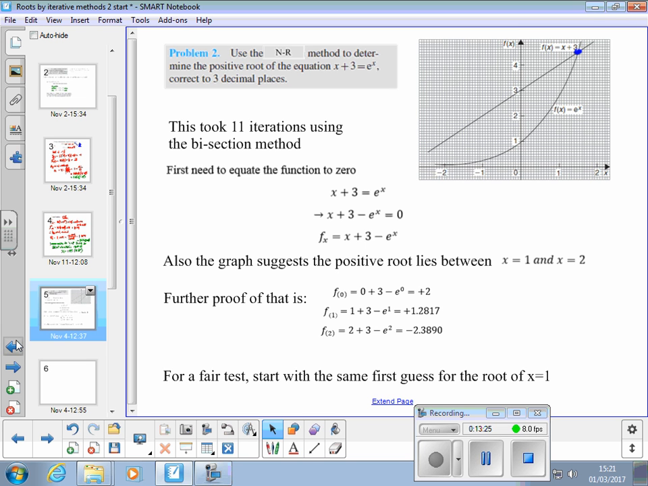You should be able to differentiate that function x plus 3 minus e to the x, and see how different it was than the number of iterations you took this morning. And while you're having a go, I'll do a little spreadsheet answer to that one and show you how that would work. All right.